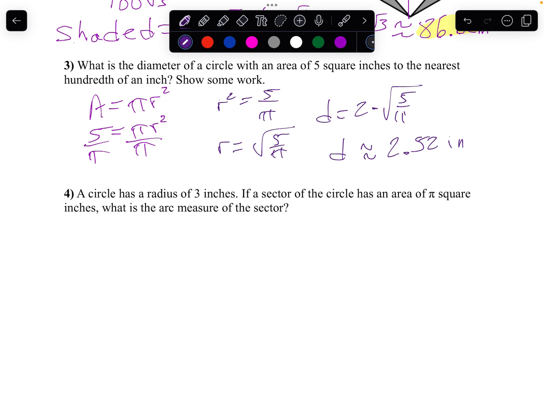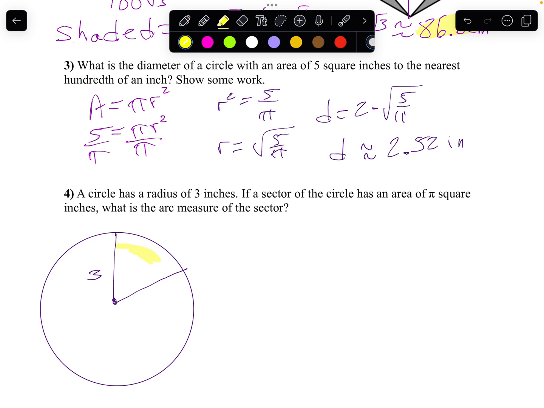Now, we have the circle on question number 4 with a radius of 3. And the sector of a circle has an area of pi square inches. I want to know what the arc measure is. Well, in other words, I know this sector here is about pi square inches.